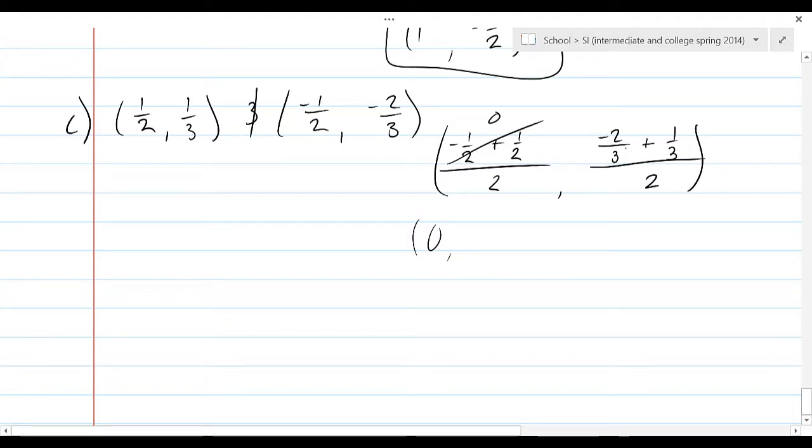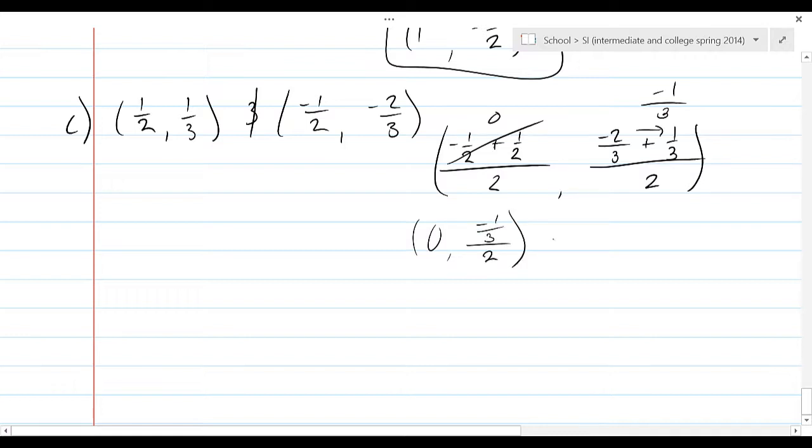Now we've got negative 2/3 plus 1/3. Whenever you add fractions, as long as they have the same denominator, you can just add straight across. So I've got negative 2 plus 1. That'll give me negative 1, and we keep the denominator the same, negative 1/3. So we've got 0, negative 1/3 divided by 2.